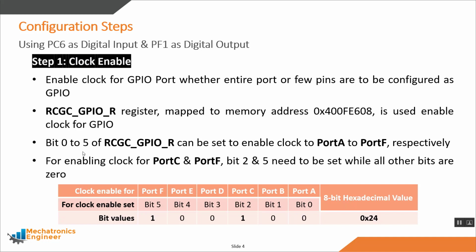Bit 0 to bit 5 of this register can be set to enable clock to port A to port F respectively. In our example, we are using port C for interfacing the push button and using a user LED that is available on port F. Therefore, we need to enable clock for these two ports. For that, we need to enable bit 2 and bit 5 of this register. So the corresponding hexadecimal value will be hex 24.